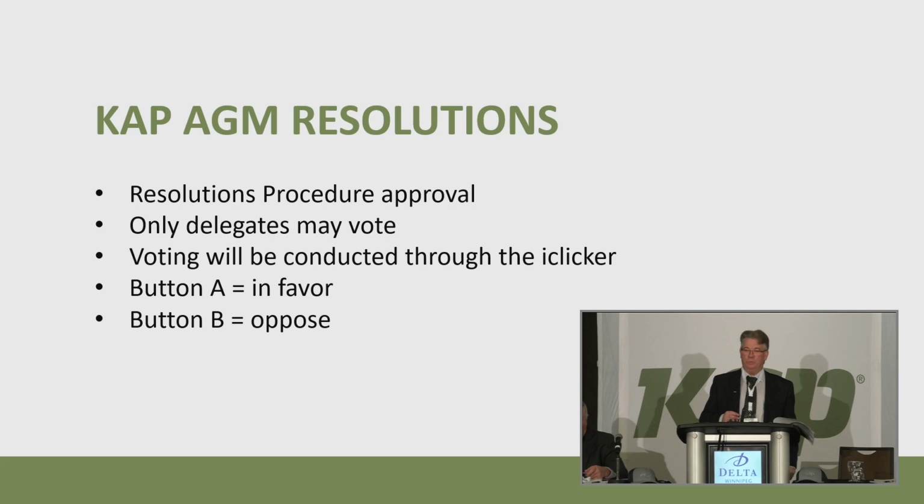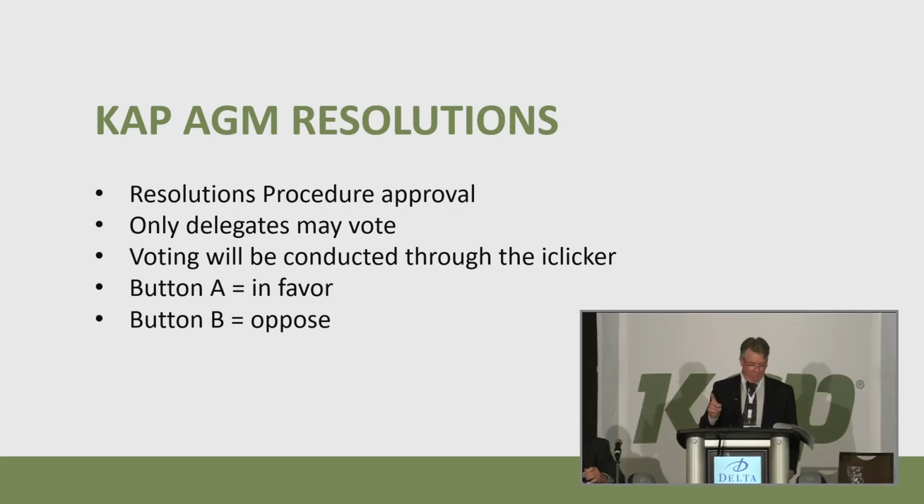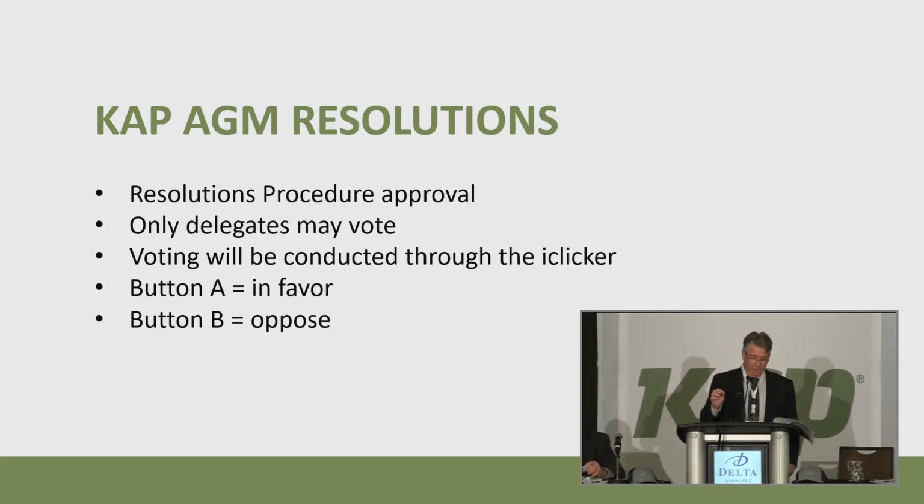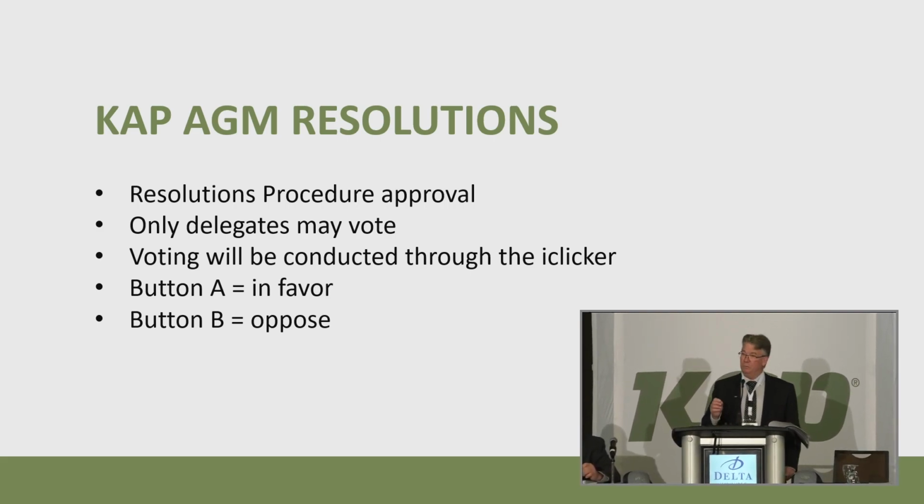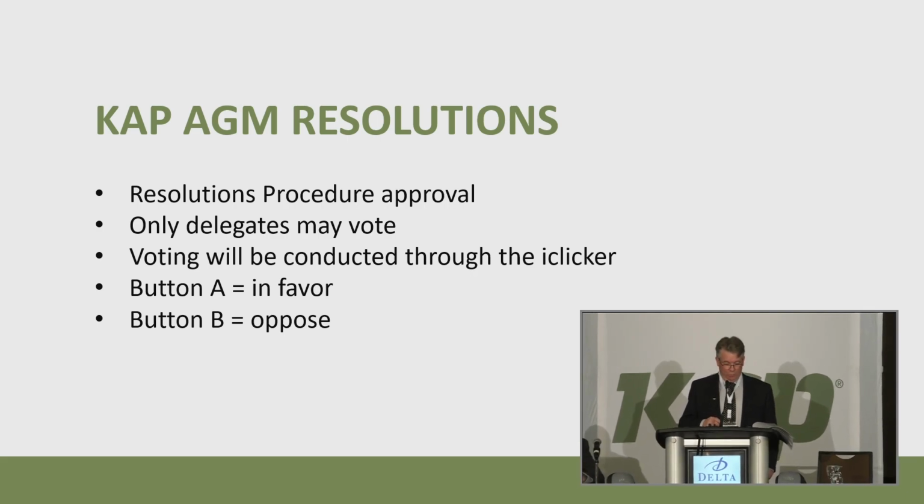Voting on the resolutions, you'll be using your iClicker. Only district delegates and group member delegates are eligible to vote. If you received an iClicker during the registration process, this means you are eligible to vote. Please turn on your iClicker by pressing the orange power button. For voting on resolutions, delegates will only be able to use buttons A and B. Button A represents being in favor of a resolution or motion, and button B represents being opposed to the resolution or motion.